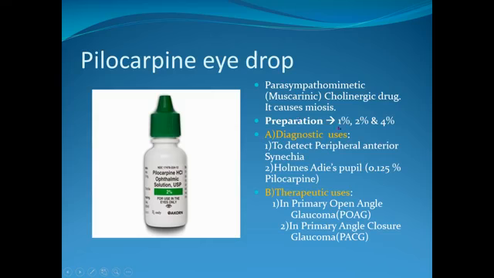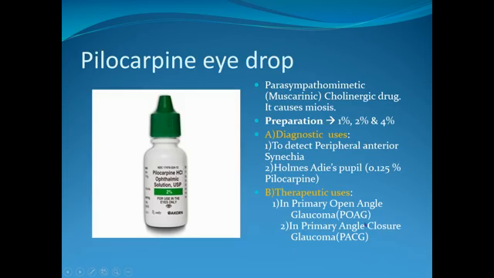And what are the uses of this pilocarpine? There may be diagnostic use, and there may be therapeutic use. The diagnostic use is not that important to you, but if the examiner, even in viva, asks whether it has any diagnostic use, you say it is used to detect peripheral anterior synechiae and Holmes-Adie pupil. For diagnosis of Holmes-Adie pupil, we prescribe 0.125% to the patient for confirmation. So this diagnostic test is actually important for viva.